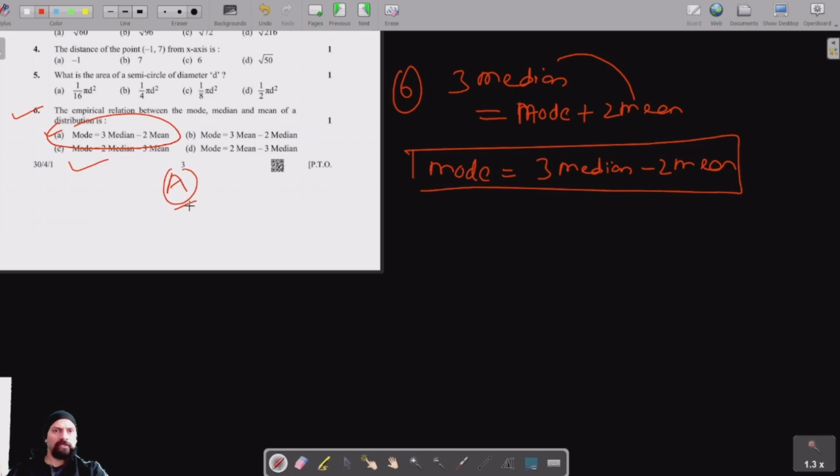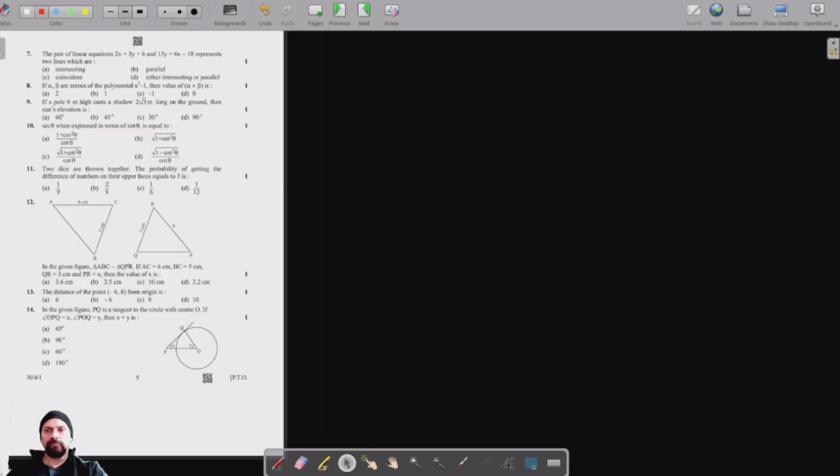So option A is the correct answer for this, which is mode is equal to 3 median minus 2 mean. And let's move on to question number 7.